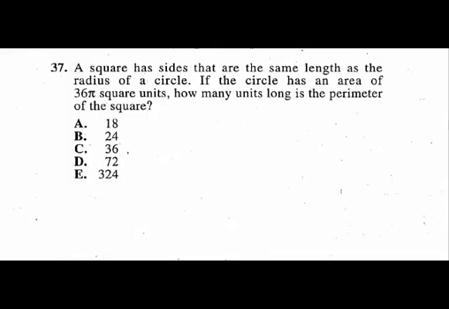First things first, it says a square has sides that are the same length as the radius of a circle. So radius of a circle, same length. I underline all the important stuff so far. If the circle has an area of 36 pi square units, how long is the perimeter of the square? All right, let's weed through this.